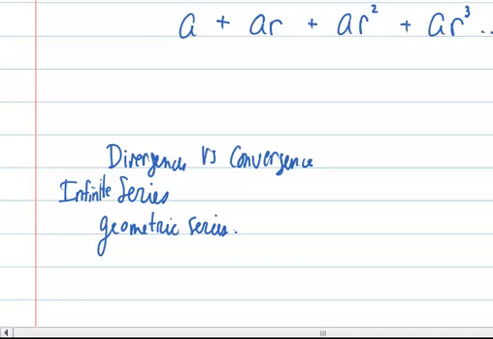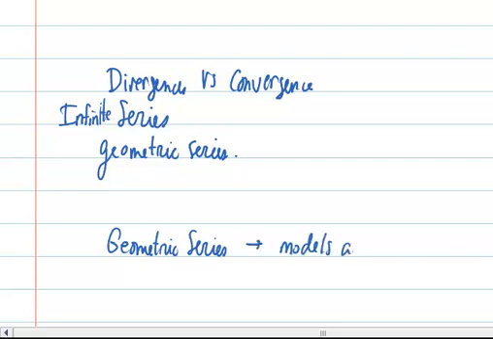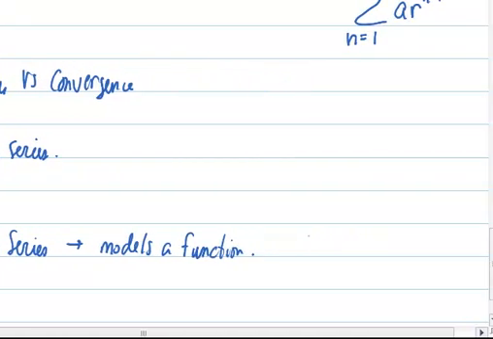In the next video, what I intend to go over is how we can work with a geometric series that actually models a function that we know. And this is actually the first way that we experience a Taylor polynomial.